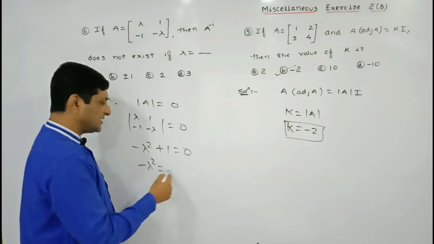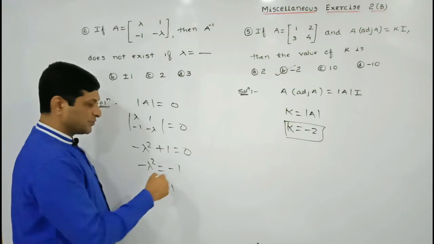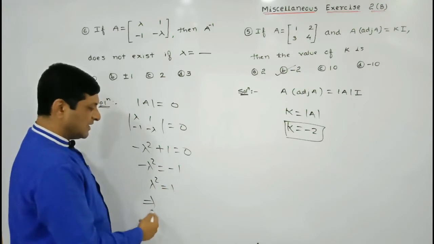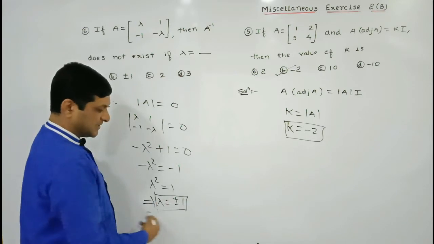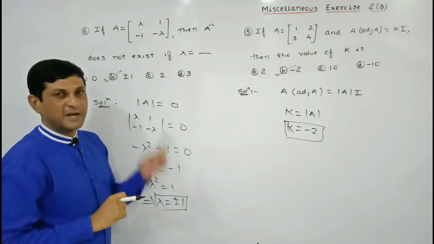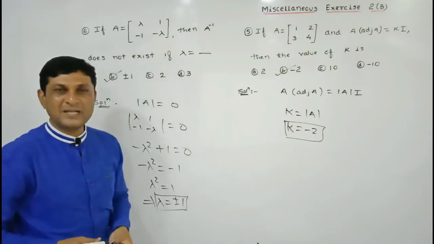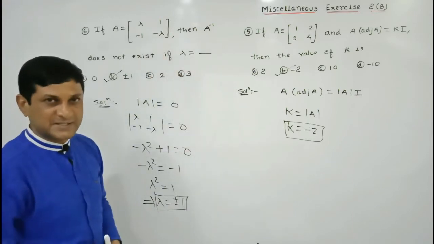Minus lambda square is equal to plus 1, on this side it will become minus 1, cancelling minus on both sides. So lambda square is equal to 1, which implies that lambda is equal to plus or minus 1. Simply we have taken the square root on both sides. So in this way we have got our required value of lambda. If these conditions are satisfied, means the matrix is singular, means its inverse does not exist.